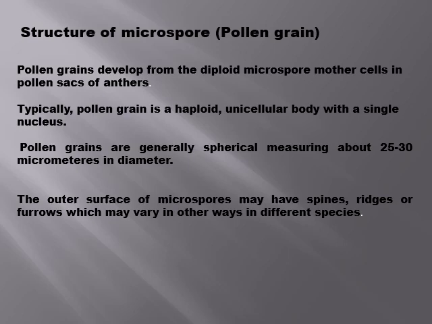The outer surface of microspores has spines, ridges or furrows, which may vary in other ways in different species. So we can say that pollen grains can also be used to classify different plants. It is the characteristics based upon the shape of the pollen grain. We can divide the different species of plants because sometimes they have spines, sometimes they have ridges, or sometimes they have furrows.